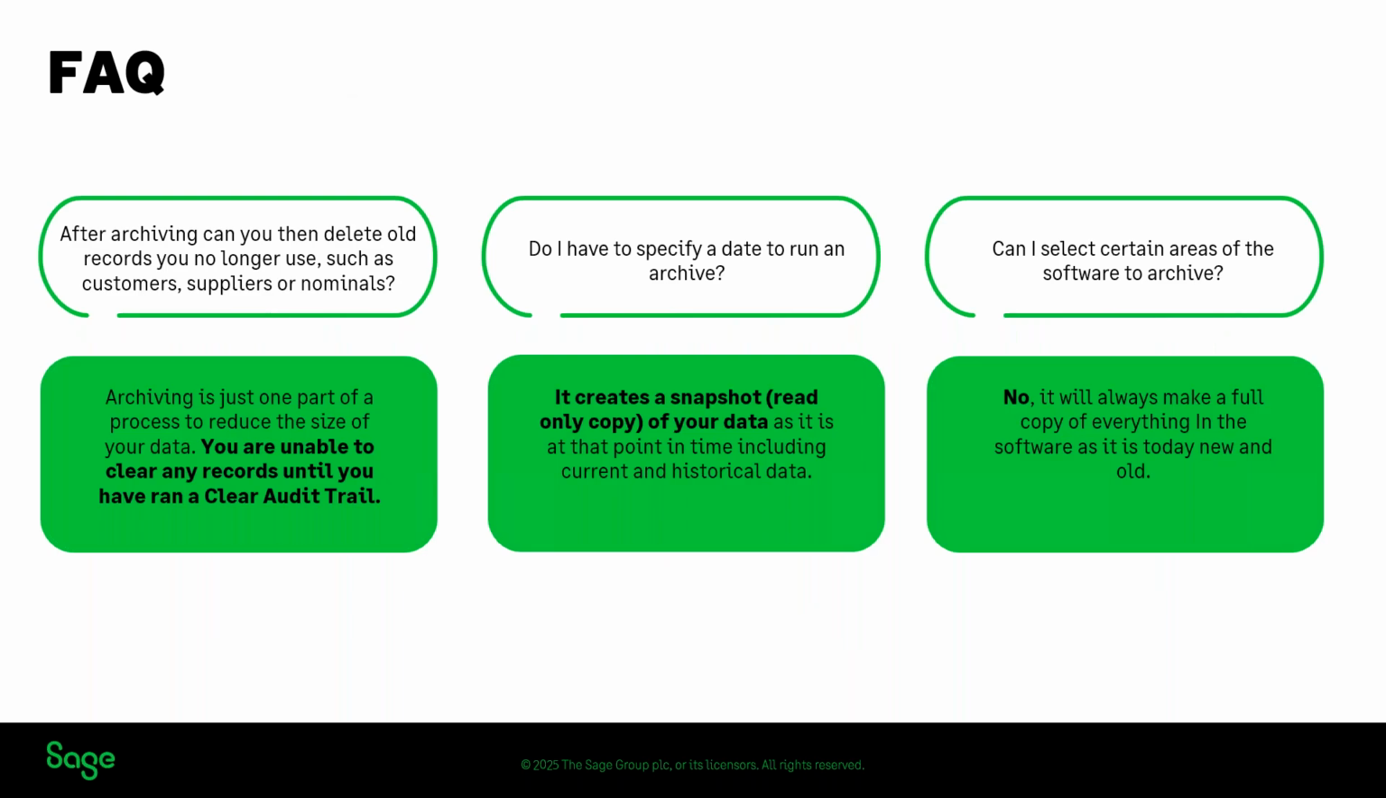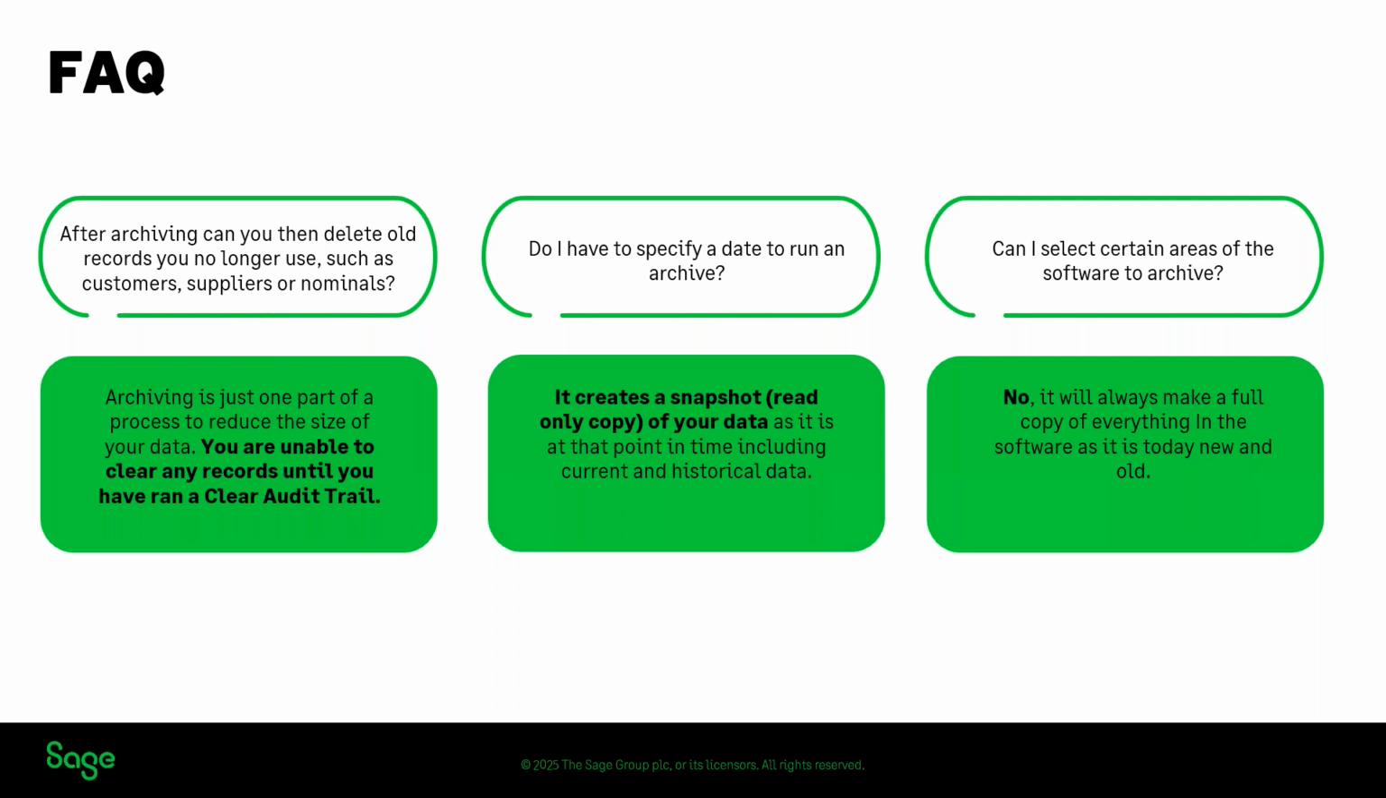So we're going to go through some frequently asked questions. These are questions that we've had on previous sessions as we've run this several times before. So after archiving, can you then delete old records you no longer use, such as customers, suppliers, and nominals? Archiving is just one part of the process to reduce the size of your data. So you are unable to clear any records until you've run a clear audit trail process first.